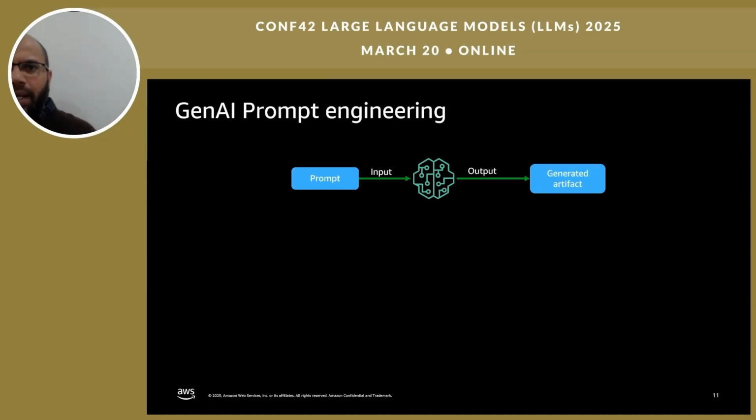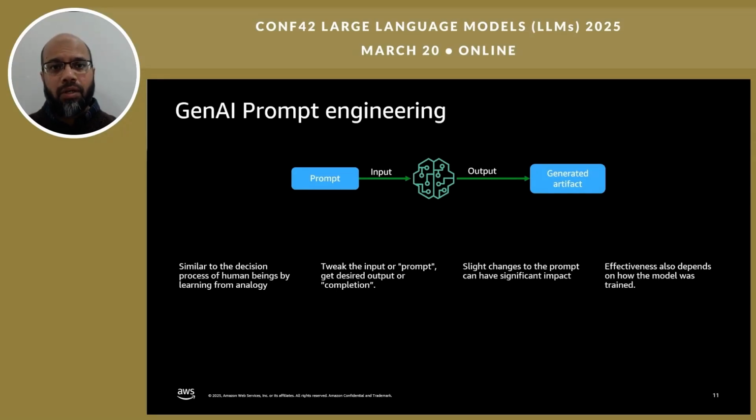So when it comes to building such a system using GenAI, a prompt-driven approach appears to be a trivial choice. The prompt is your interface to the model, and crafting the right prompt is crucial for the output generation. Prompts are similar to the decision process of human beings, learning from analogy. By tweaking the inputs or the prompting words, you get the desired output on completion. And slight changes or tuning to the prompt can have a significant impact on the outcome.